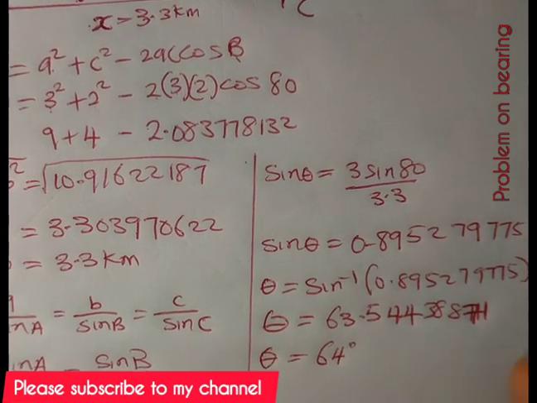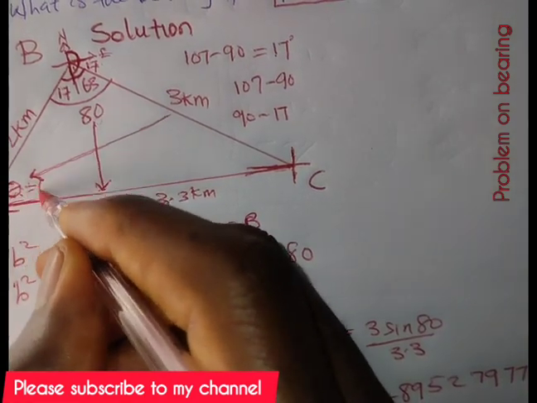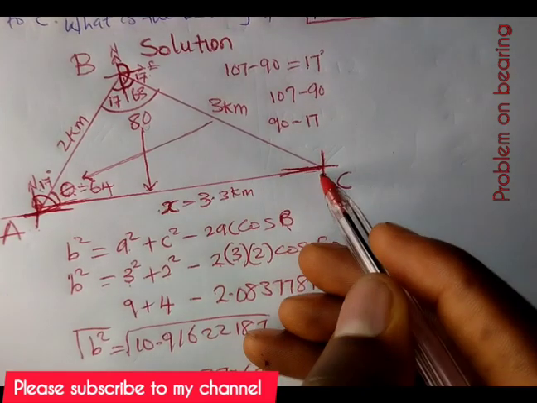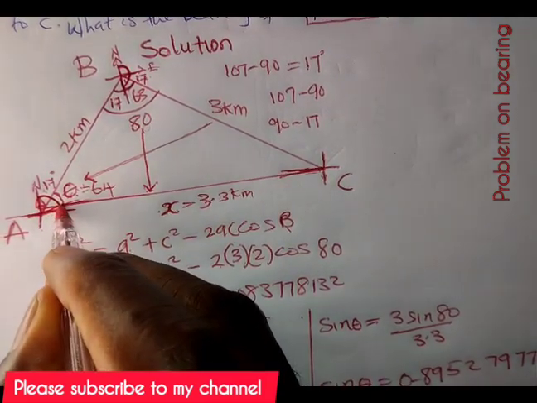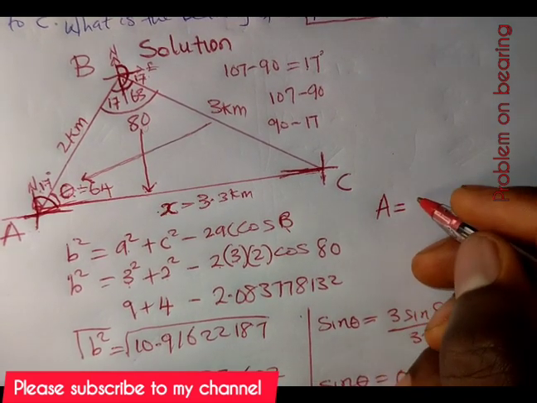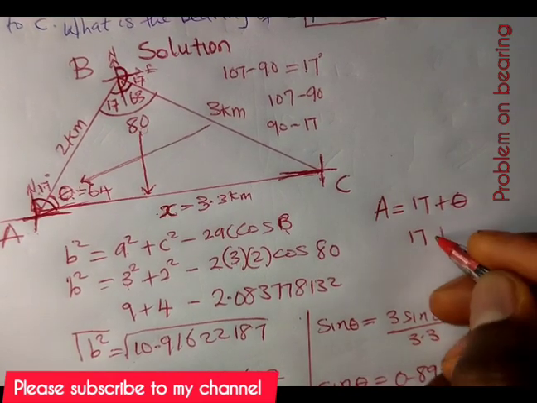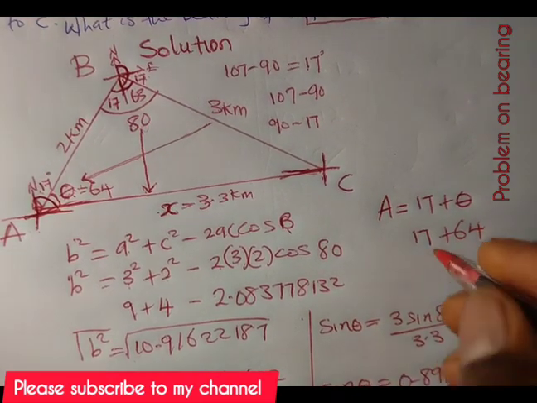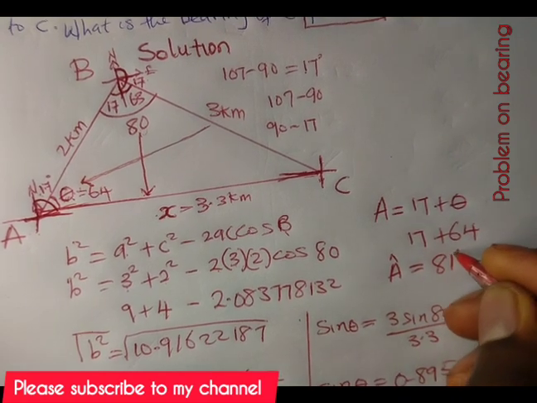Now, having gotten the angle at this position as 64 degrees, to get the bearing of C from A, that means we are moving from here to here, we will add. We will now say that the angle at A is equal to 17 plus theta, which is 17 plus 64. And this is giving me the angle at A as 81 degrees.